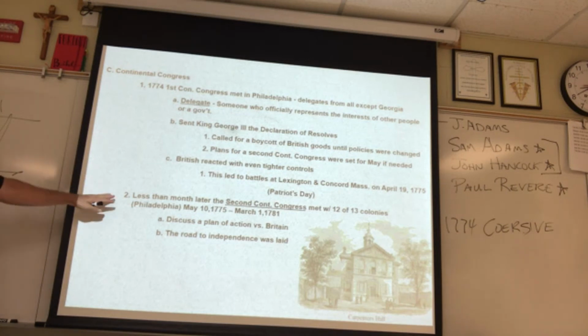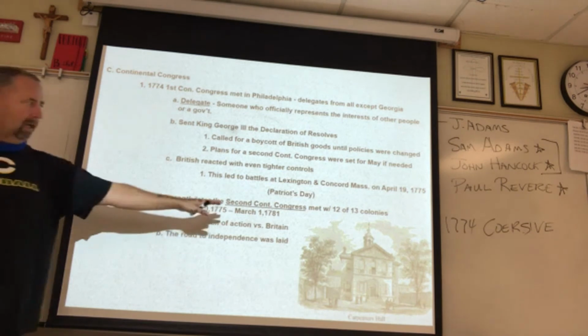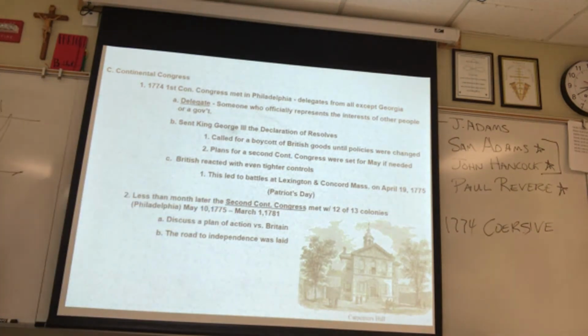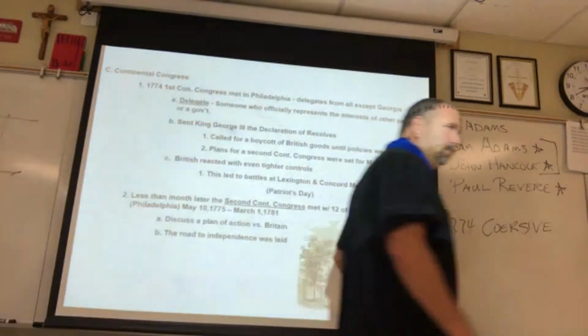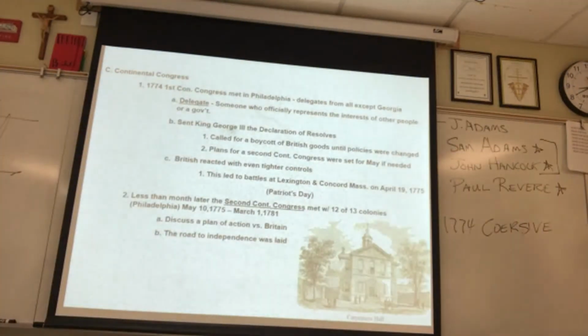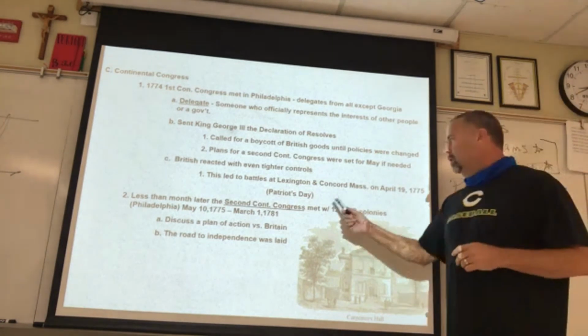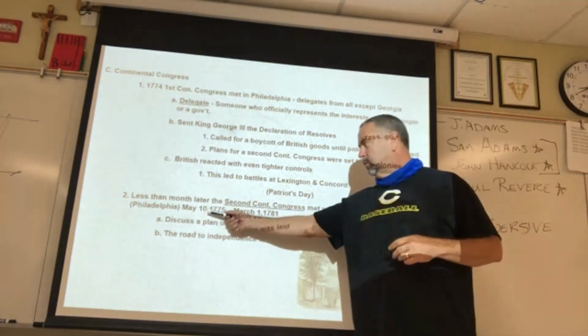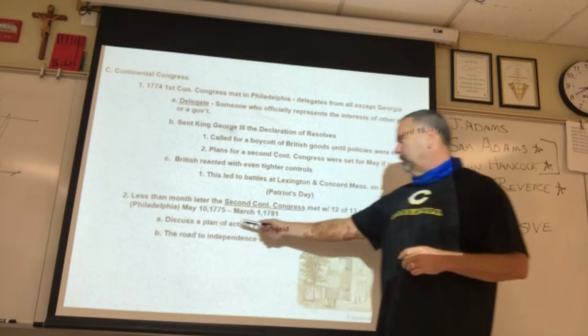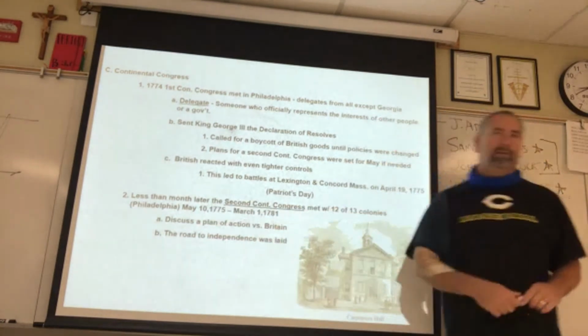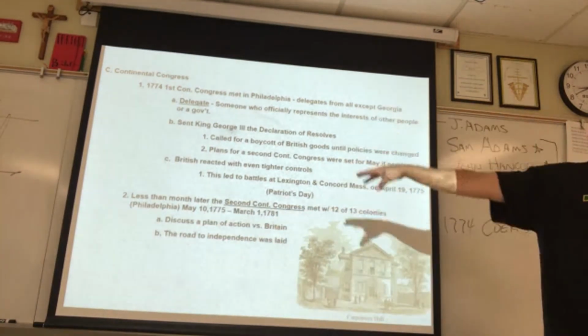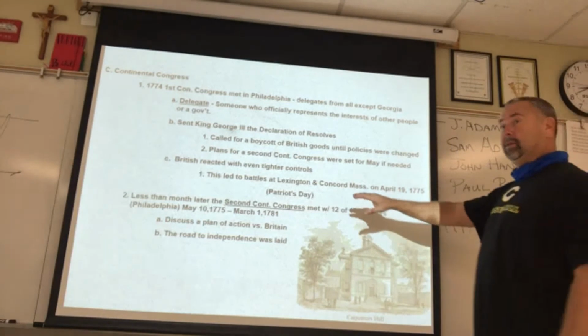So then less than a month later, the Second Continental Congress will meet in Philadelphia again, okay, in what's known as Carpenter's Hall. They don't call it Independence Hall yet. Look at how long they're going to meet. This will stay in session from May 10th, 1775 to March 1st, 1781. This is the government of the United States here.